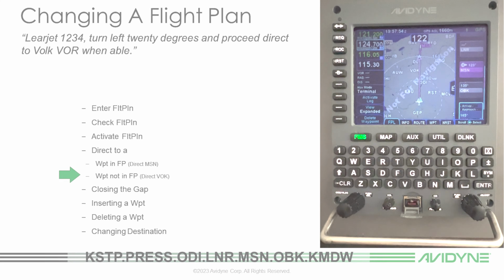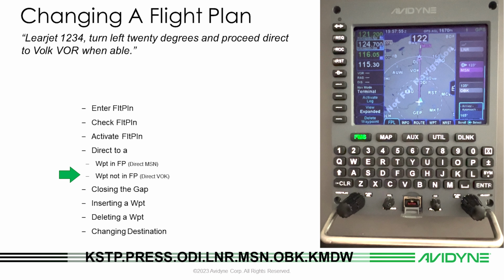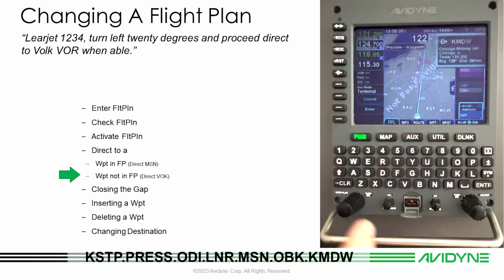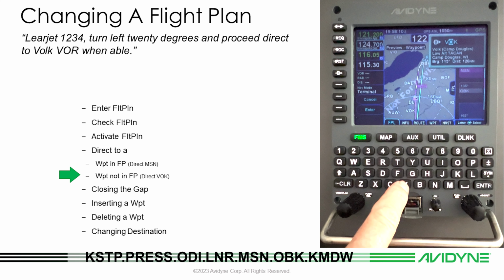Sometimes we are asked to go directly to a waypoint that is not in our flight plan. Let's see how to do that. Continuing this scenario, we are proceeding direct to Madison when we get a call from ATC. Learjet 1234, turn left 20 degrees and proceed direct to the Volk VOR when able. In this case, we will simply hit the Direct To button and then enter VOK for the Volk VOR.